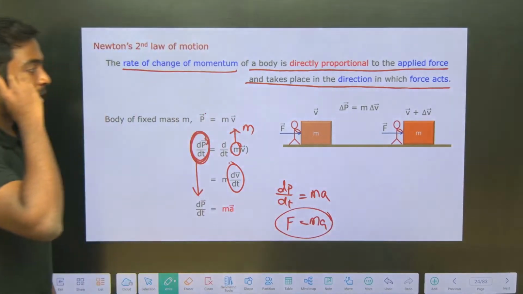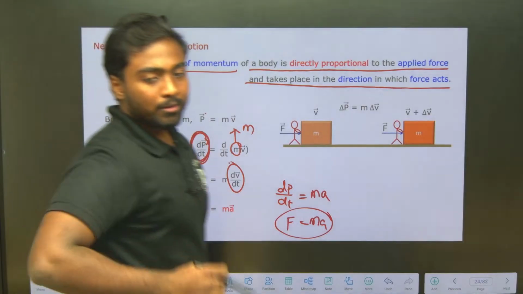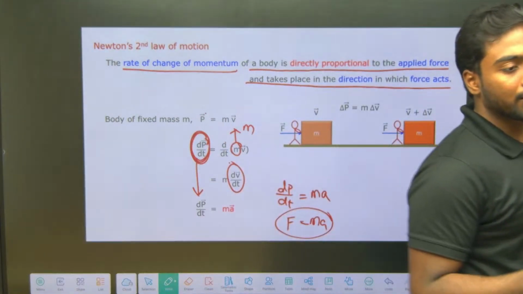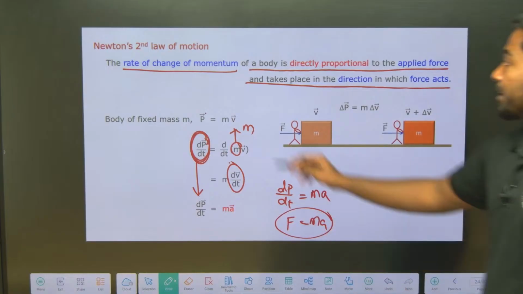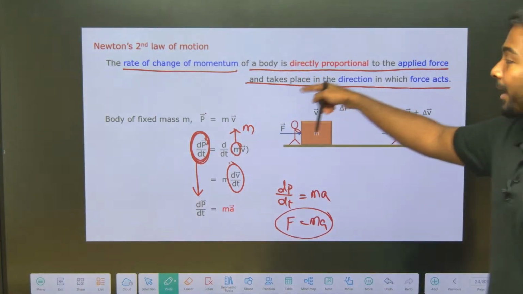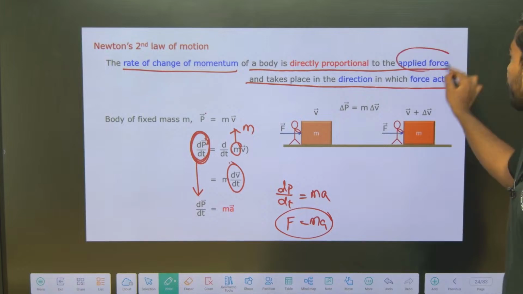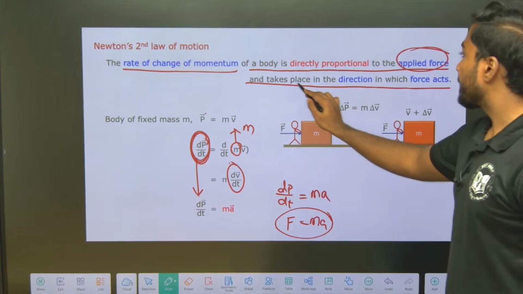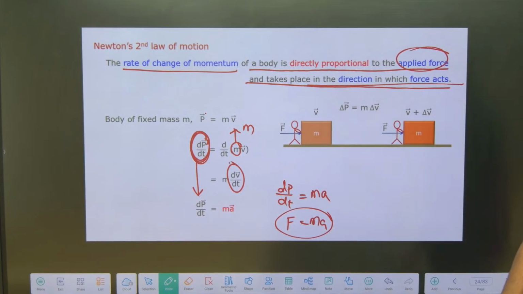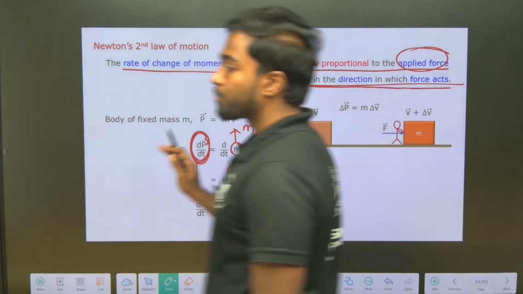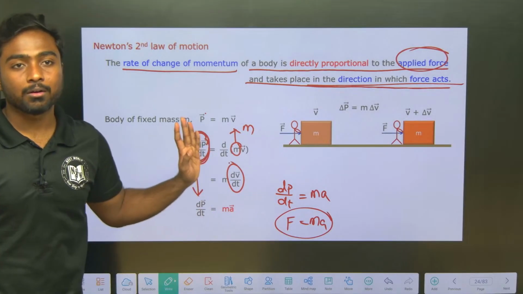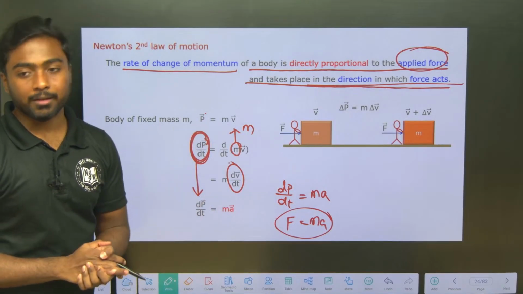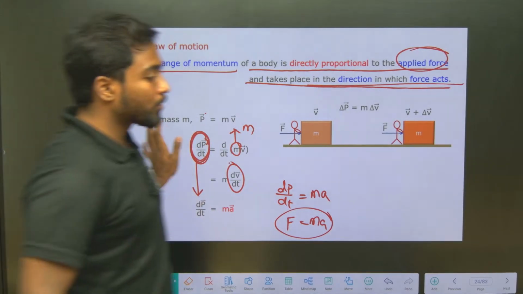Many people have doubt in this. Whenever we ask about Newton's second law, they say F is equal to ma. No, it's the rate of change of momentum of a body that is directly proportional to the applied force and takes place in the direction of the force acting. That's it. That's called Newton's second law. Okay, you can take a note of this.